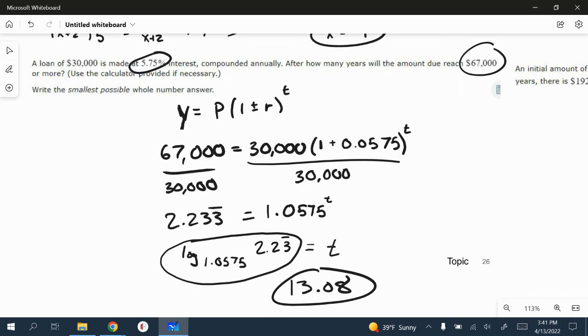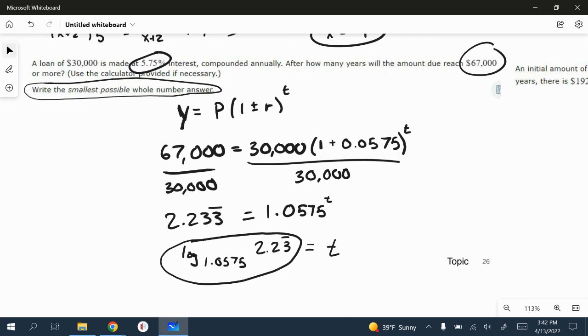Nope, that's not right. I got 15. It was actually almost exactly 15. No? Oh, yeah, no, it was, sorry. Oh, that's what I was getting confused with. It was saying it wants the smallest possible whole number. So I'm sorry. I guess t equals 15.